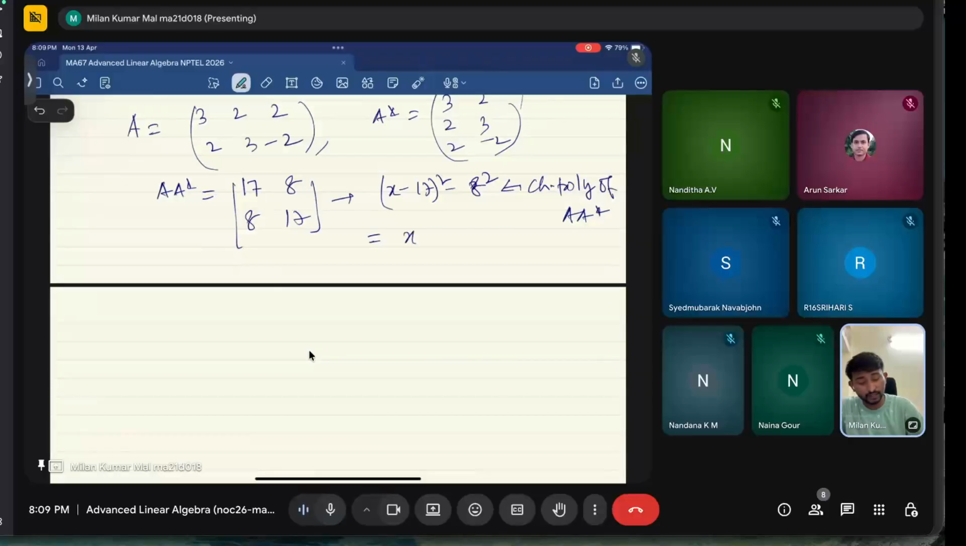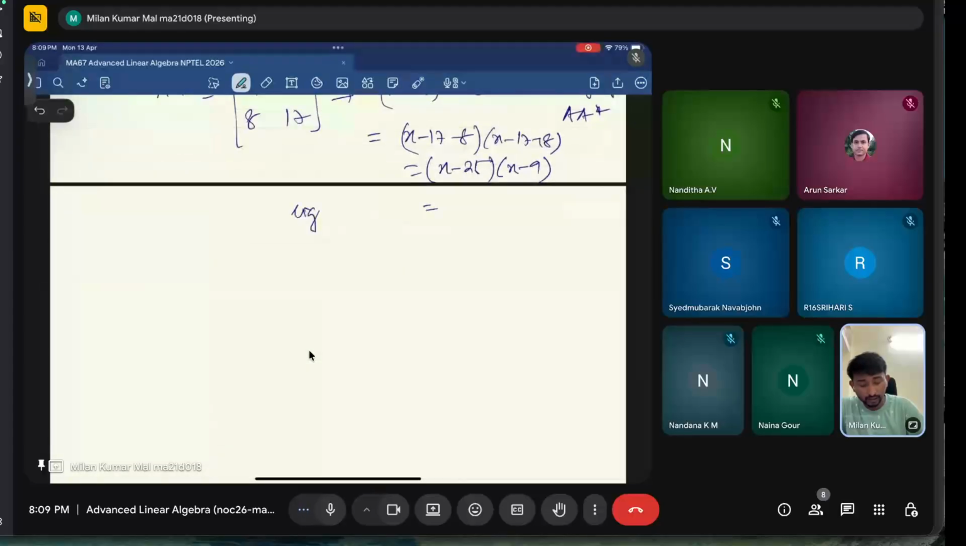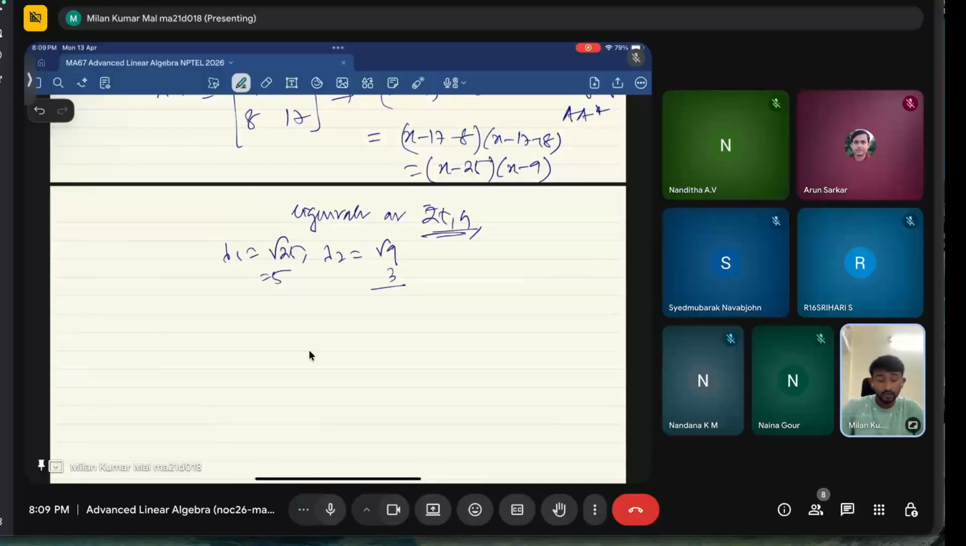So this can be written as (x minus 17 minus 8) and (x minus 17 plus 8), and this is going to be (x minus 25) and (x minus 9). It's clear that the eigenvalues are 25 and 9. So lambda 1 is the square root of 25 and lambda 2 is the square root of 9. These are lambda 1 square, lambda 2 square. That is 5 and 3, the positive square root always.